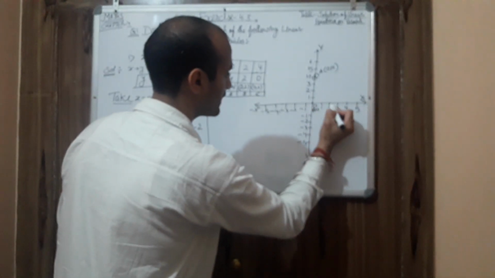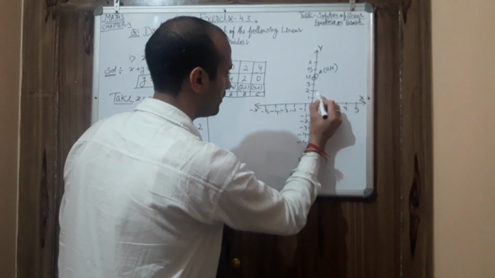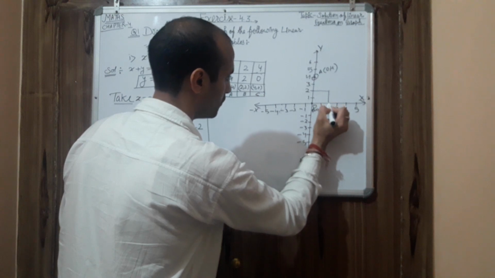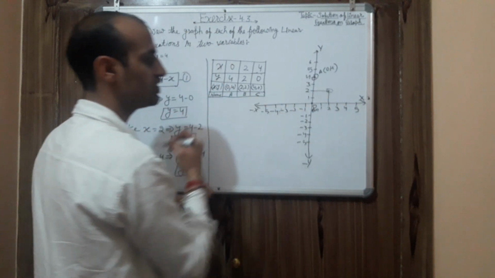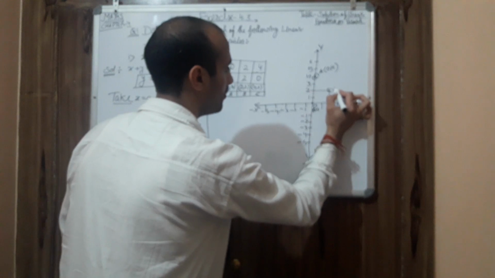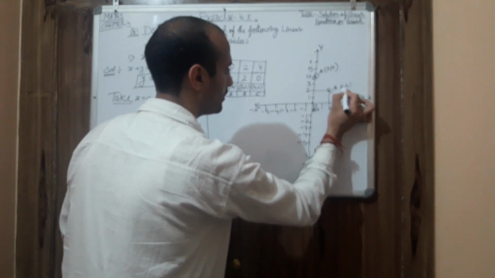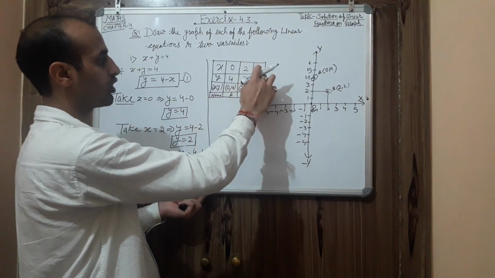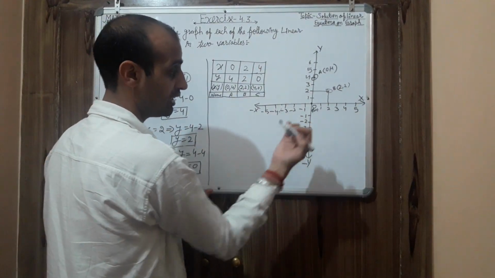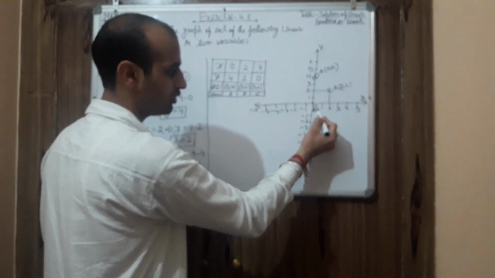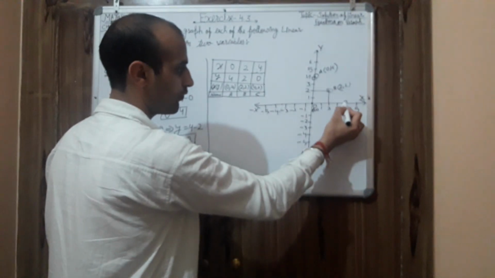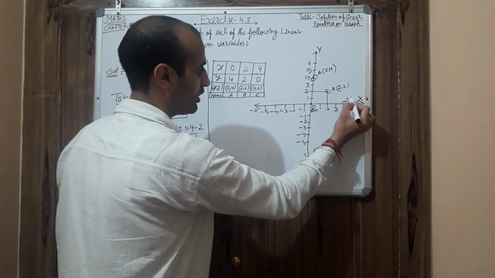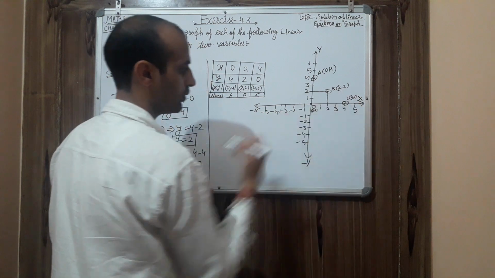Second is 2 and 2. That means 2 from x-axis, 2 from y. On both sides we need to select 2 and 2. These are two lines where they are meeting each other. That point is our point B, or we can say 2 comma 2. Third point is our 4 comma 0. x I need 4, y 0. Here both are 0. x is here 4, so y is 0. This point is C, 4 comma 0.